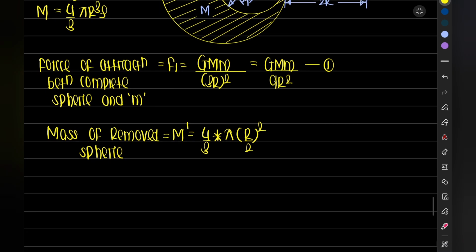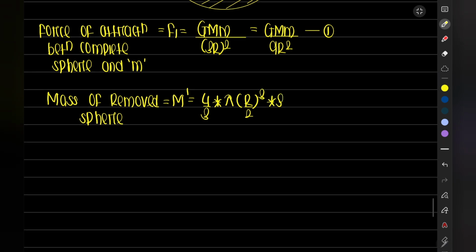Of the removed part, it will be basically cube, not square, because we are finding the volume. So 4 by 3 pi (r by 2) cube, and density will be the same, rho. So the final answer will be 4 by 3 pi r cube, and the cube of 2 will be 8, into rho. Now we know that 4 by 3 pi r cube into rho is nothing but your capital M. So it will be M by 8.